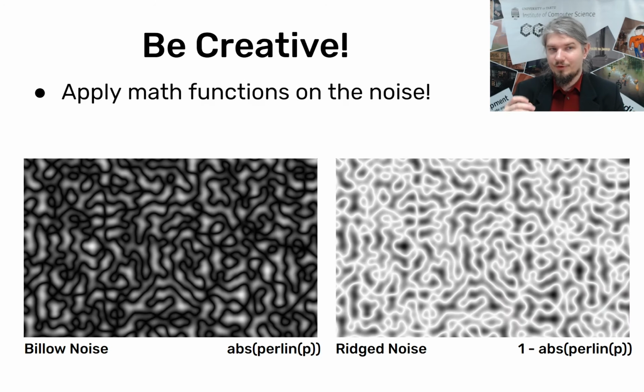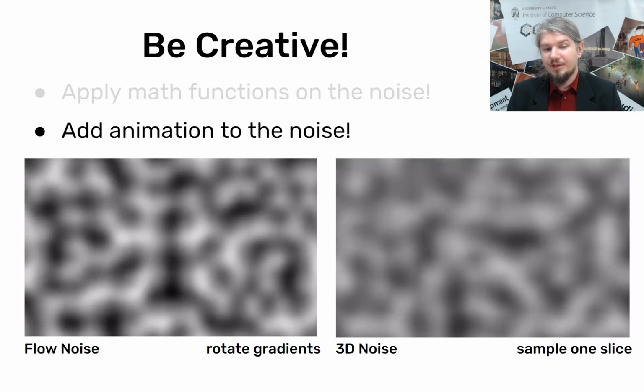Now with noise, you should always be creative. So if you take your regular Perlin noise, gradient noise, even value noise, you can apply lots of different math functions on the noise. And a very simple thing that will create something called pillow noise is just taking the absolute value of Perlin noise. It will create these kind of stringy shapes, like there's this one big thread going all across this picture. And if you take 1 minus pillow noise, you get something called ridged noise. And you can also add animation to the noise.